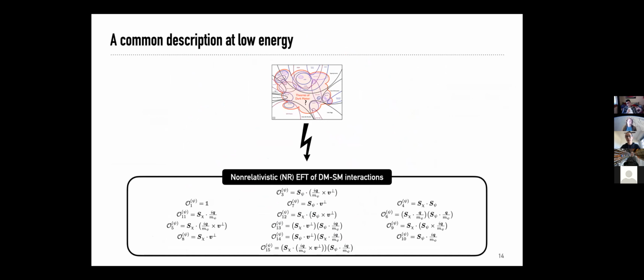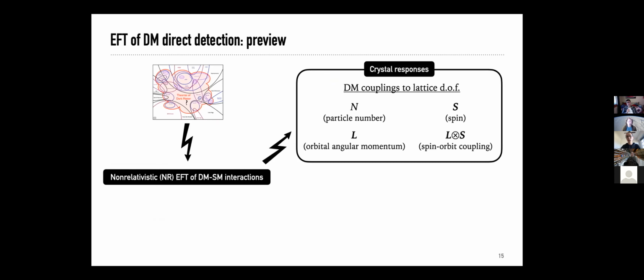So starting from a broad class of dark matter models, we can derive a non-relativistic effective field theory of dark matter standard model interactions. And the set of operators is already well known, and I'm listing them here. And starting from these operators, we can basically forget about the UV models and just compute how the dark matter interacts with the crystal target starting from these operators. And that's what we call crystal responses, basically how the dark matter couples to the lattice degrees of freedom.